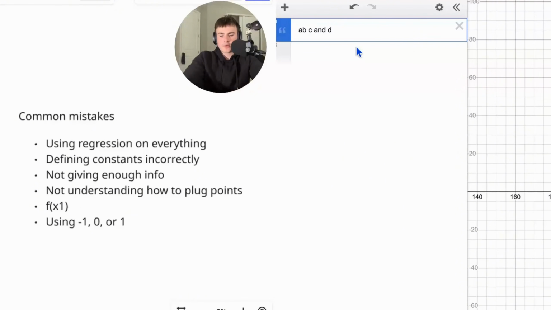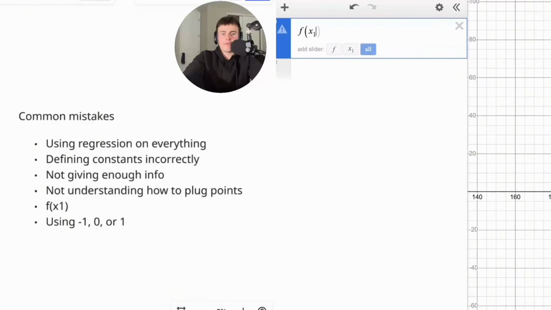So if you have a custom regression question, just be like, okay, let me think. I need to put these points into a table. I need to change the table to match the format of the regression, and then that's it. So you need to have a very detailed plan of when to use points and not just waste them, you know? Fifth, I already covered, but just don't use f of x1.